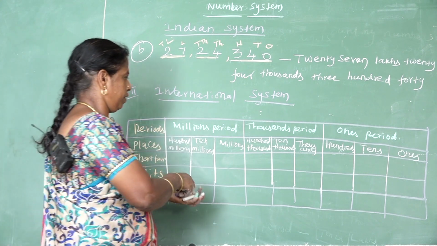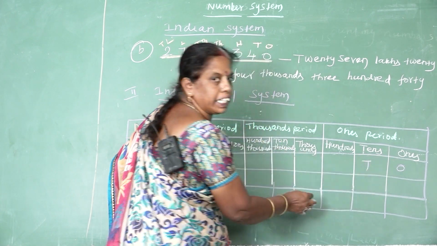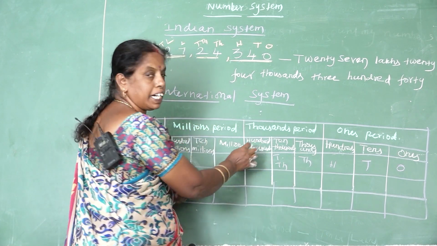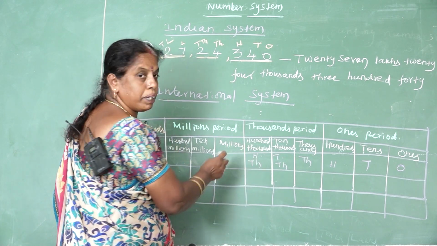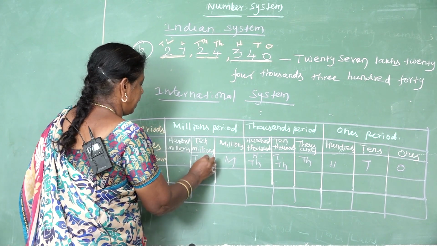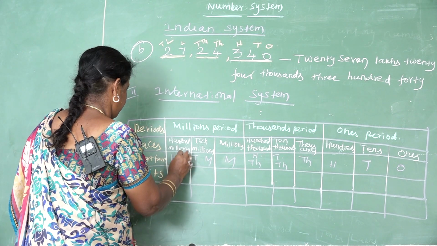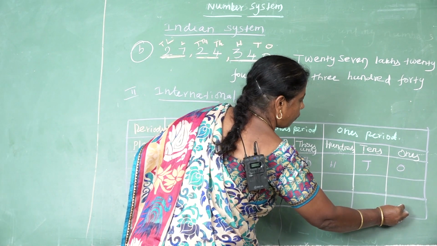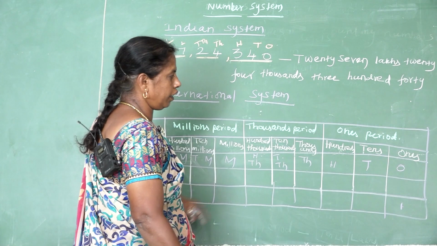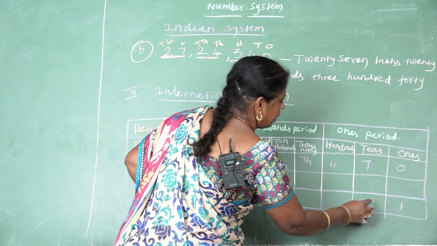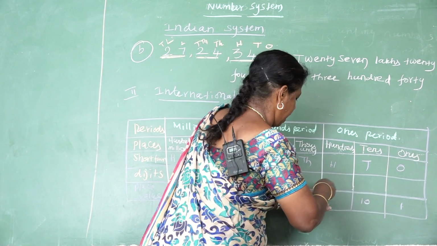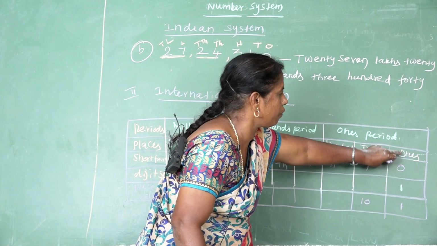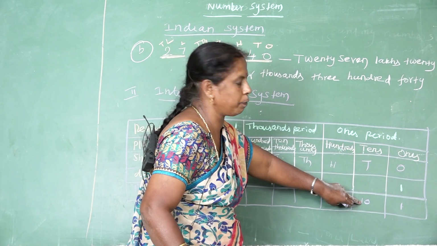Next, in short form: ones for O, tens for T, hundreds for H, thousands for TH, 10,000s for T TH, 100,000s for H TH, millions for M, 10 millions for T M, 100 millions for H M. So, first you write the place value. Ones have one digit. Tens: how many digits? Two digits. From 0 to 9, how many digits? One. So this is the ones place.